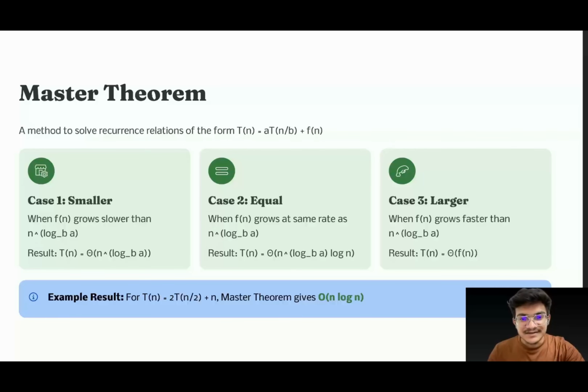So what is the master theorem? The master theorem is used to solve recurrence relations of this form. It has three main cases. Case 1, when the function grows slower. Second, when growth is equal. And the third case is when the function grows faster. If we consider the last form, it helps us quickly determine time complexity.